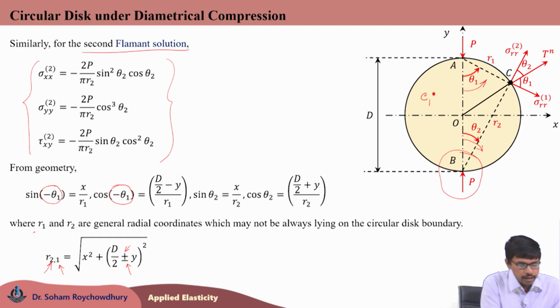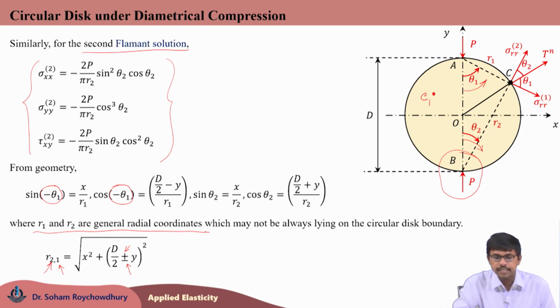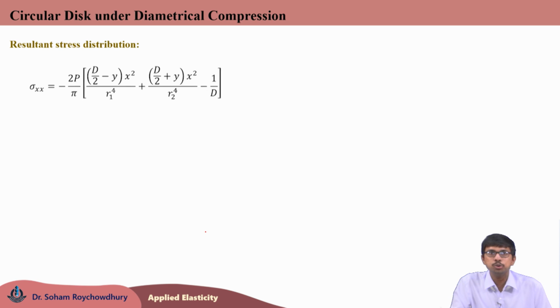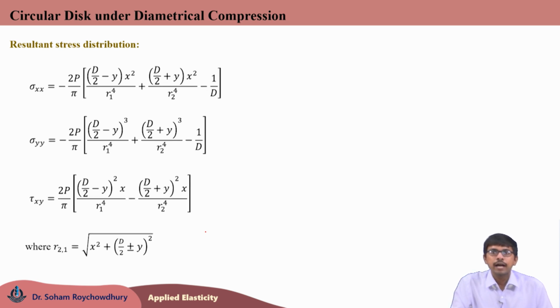So, in general R1, R2 are two radial coordinates, it is not compulsory for point C to lie on the periphery of the circular disc. So, finally, superimposing all three solutions, two Flamant solutions and the uniform radial stress intensity solution.